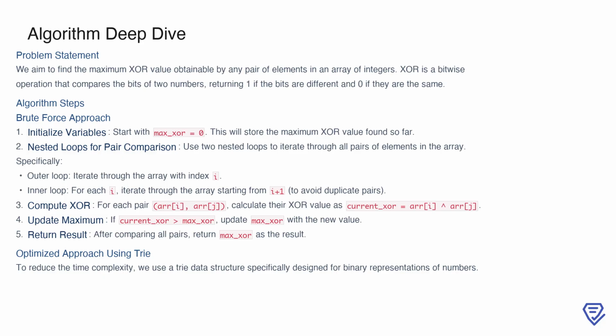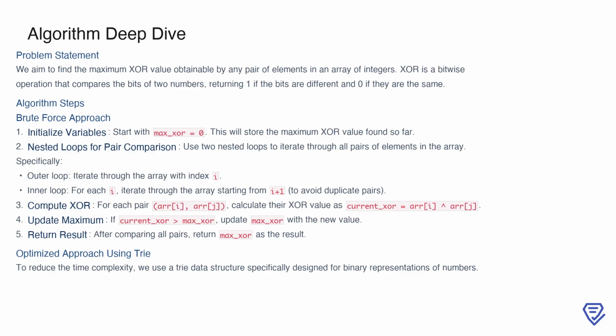The goal of this problem is to find the maximum XOR value that can be obtained by any two numbers in an array. XOR, or exclusive OR, is a bitwise operation that compares the bits of two numbers. It outputs 1 if the bits are different and 0 if they are the same.